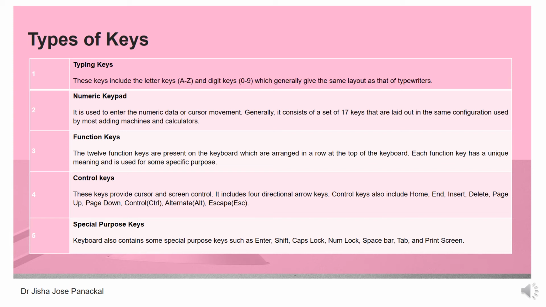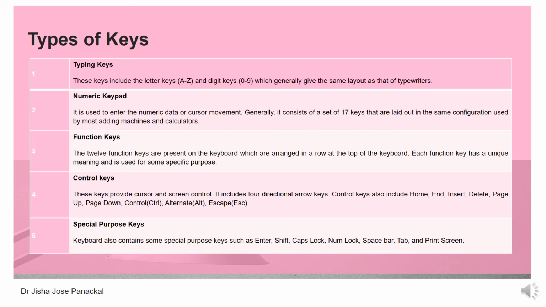And we have function keys. There are 12 function keys present on the keyboard, and it is arranged in the top row. We can see F1, F2, F3, etc. These are called function keys. Each key has a unique meaning and is used for some specific purpose.